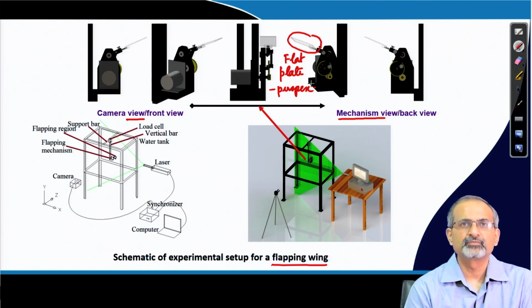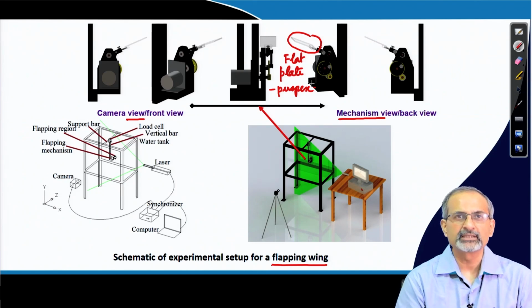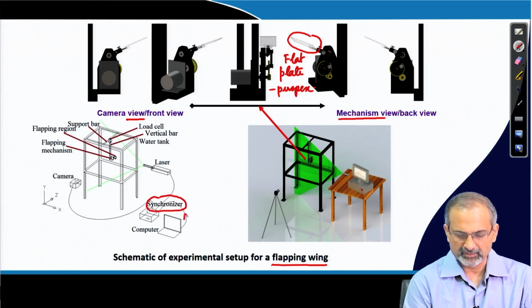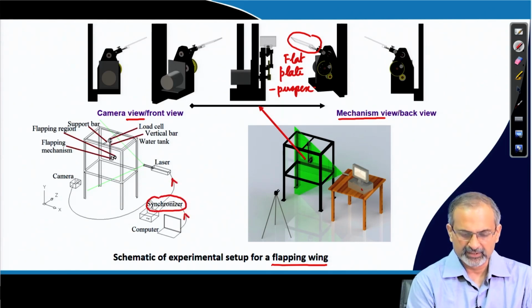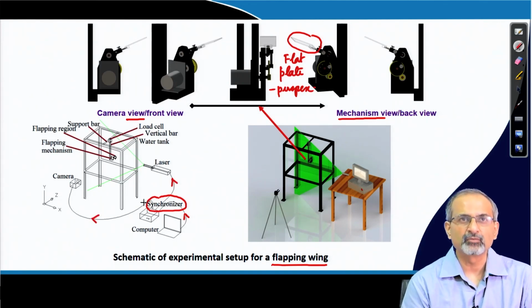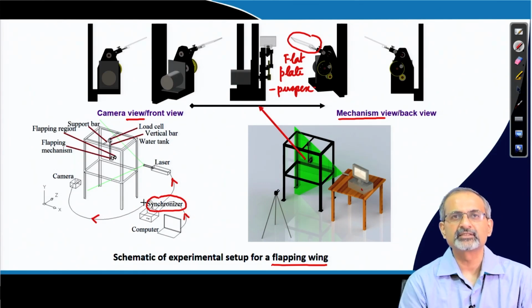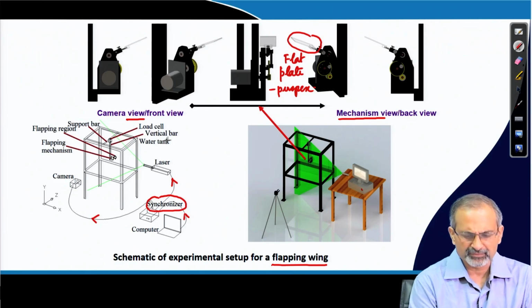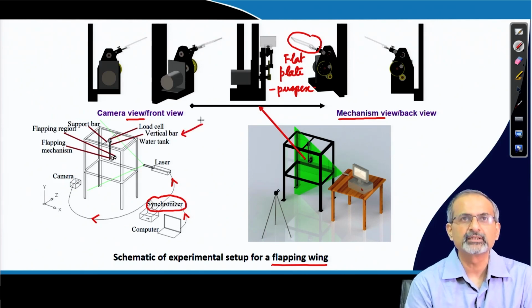You will have a camera or cameras looking at the light sheet, and there will be a synchronization like what you see over here, where the synchronizer receives commands from the computer and accordingly triggers the laser and the camera. Thereby, as the plate flaps when it is immersed in water, it will displace the tracer particles in and around it, thereby creating a velocity field, and you are actually going to capture that velocity field using the PIV system. So, different parts of the entire setup are indicated over here.